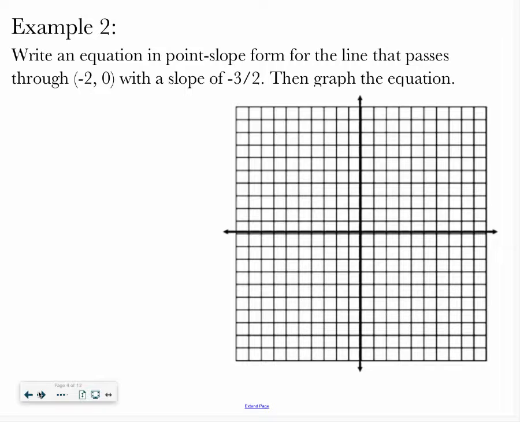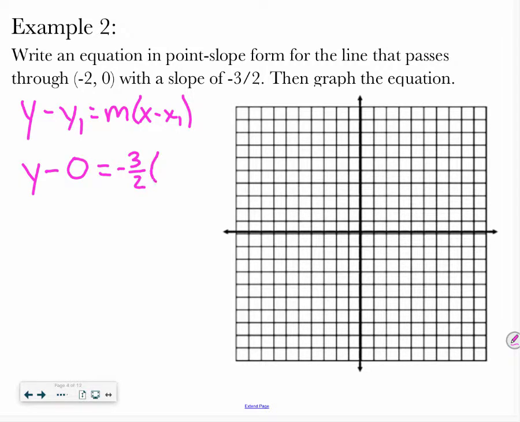Let's try another one. Write an equation in point-slope form of the line that passes through negative 2, 0 with a slope of negative 3 halves, then graph the equation. So again, my original equation is this. That first y stays the same. Y minus, we have a 0, equals, our slope is negative 3 halves. We have x minus a negative 2 again, so that becomes plus 2.